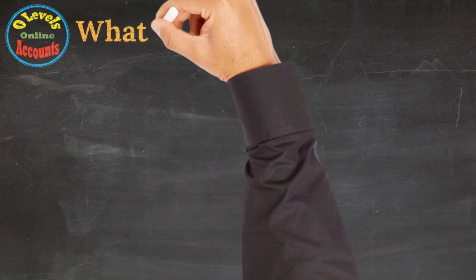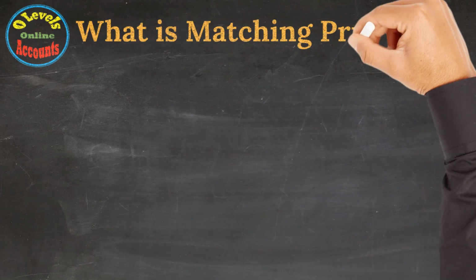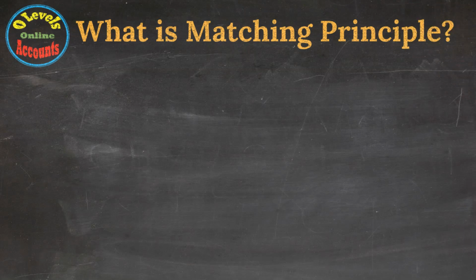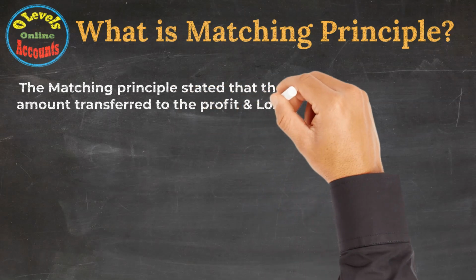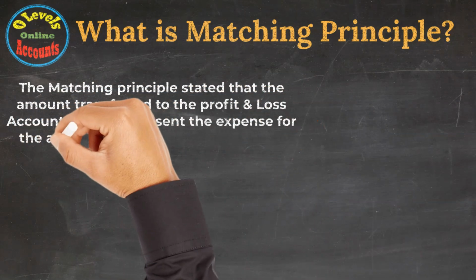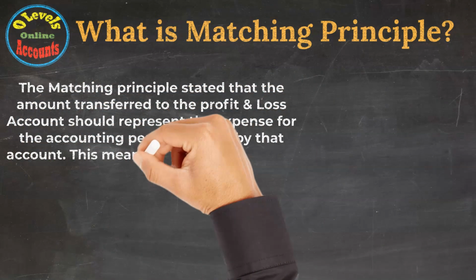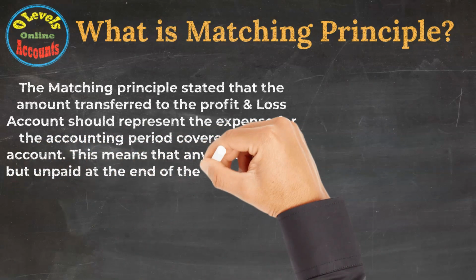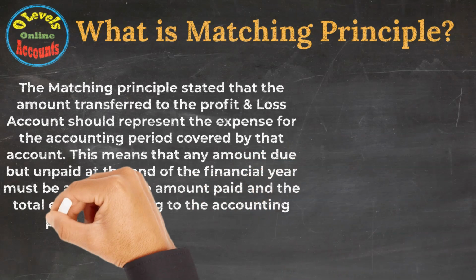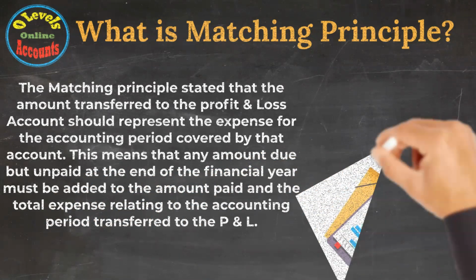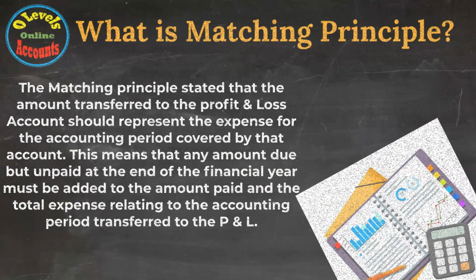The concept of accrued expense is based on the matching principle. Let's see first, what is the matching principle? The matching principle states that the amount transferred to the profit and loss account should represent the expense for the accounting period covered by that account. This means that any amount due but unpaid at the end of the financial year must be added to the amount paid, and the total expense relating to the accounting period transferred to the P&L. Let's move to the next slide.